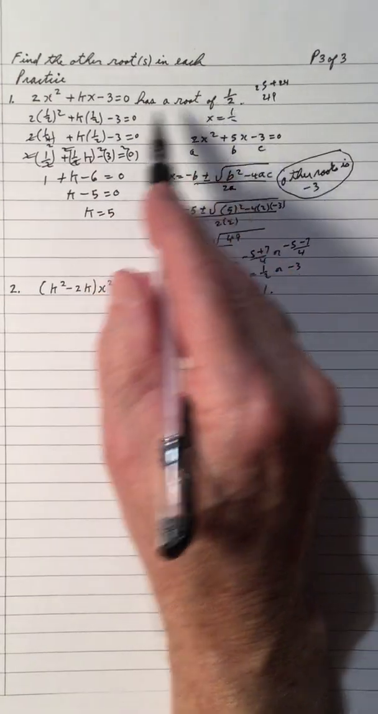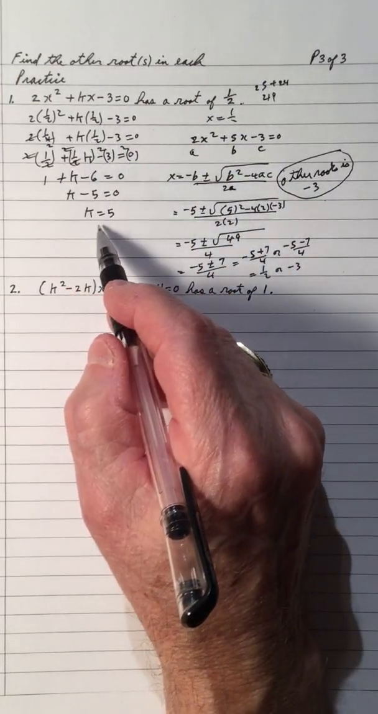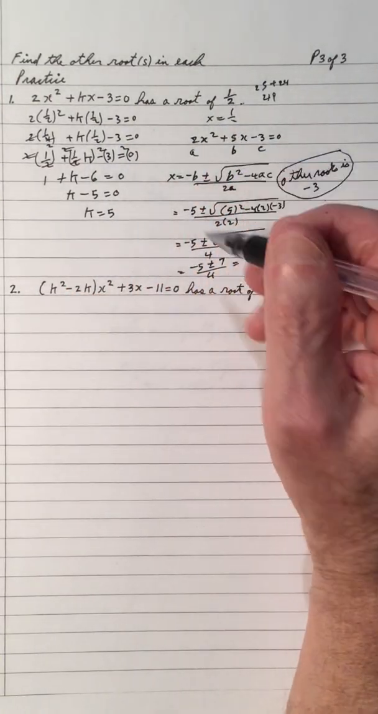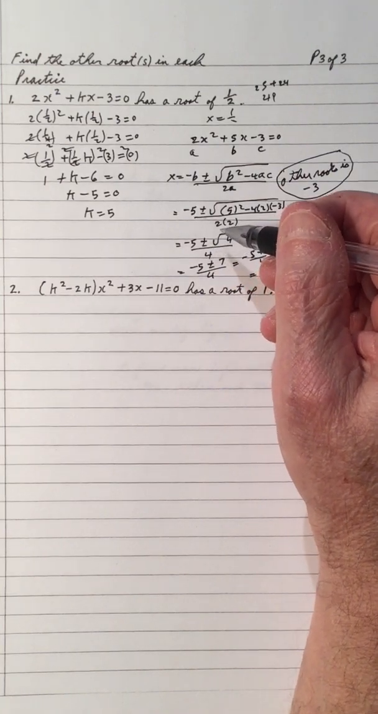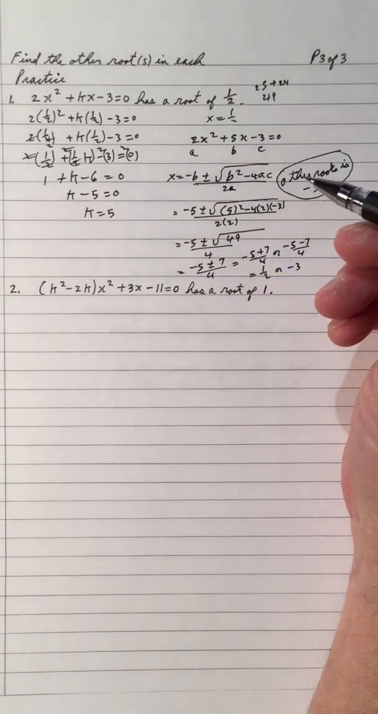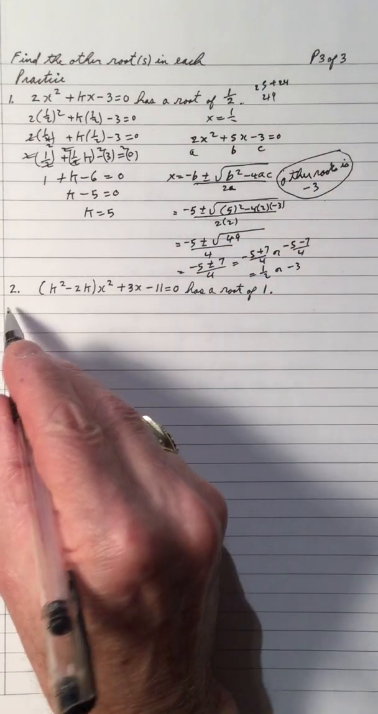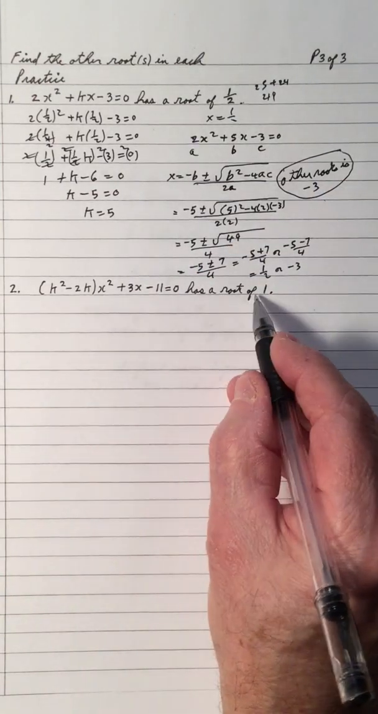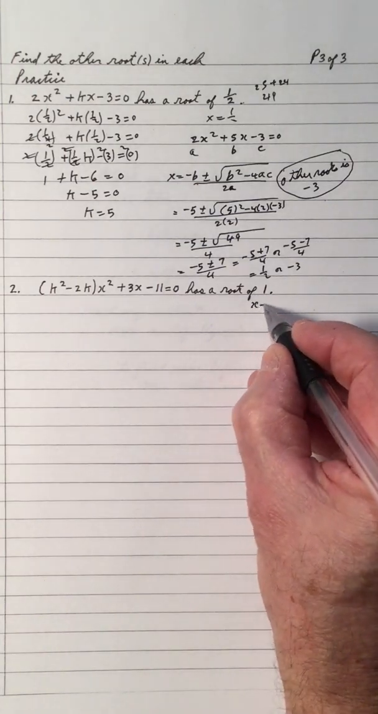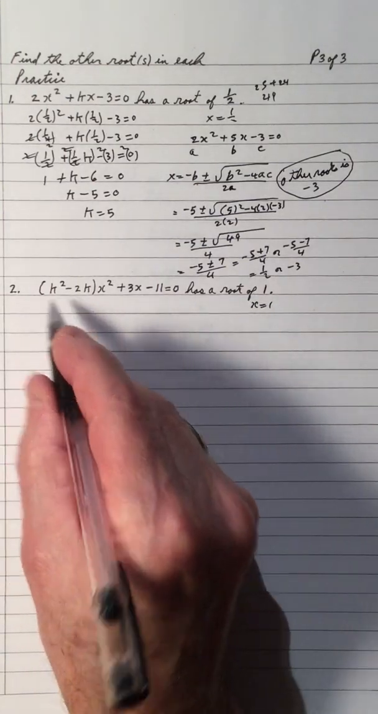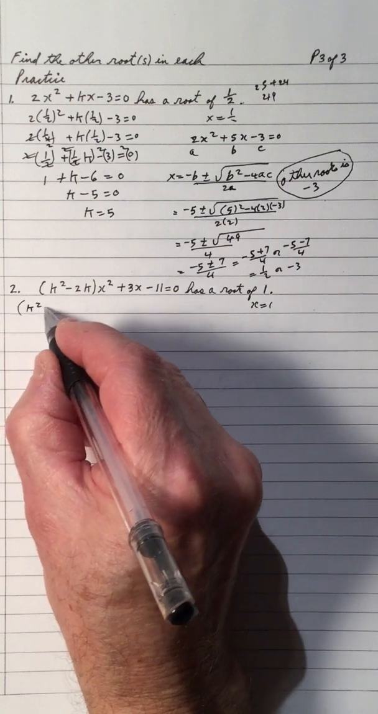So again, putting the root in, you find the value of k, put the k back in, and then you solve it to get what the other root is going to be. A little bit of work, but everything works out okay. And number 2, this equation has a root of 1, so that means x equals 1. So you're going to put 1 into this equation. So we just take our time.